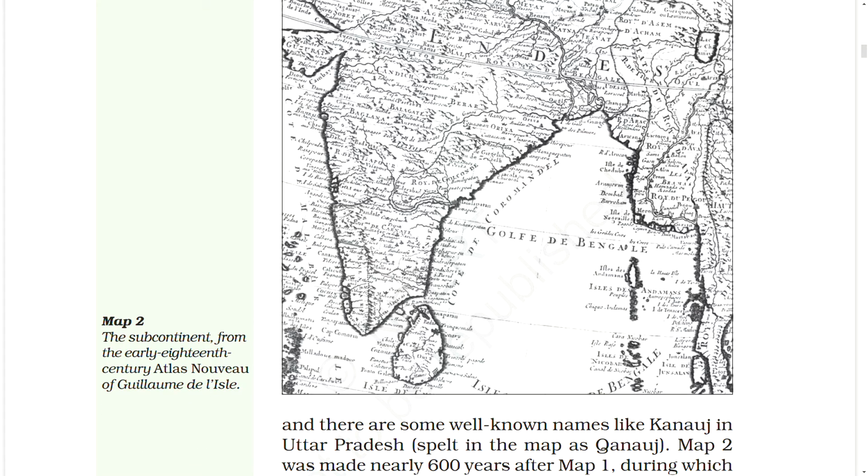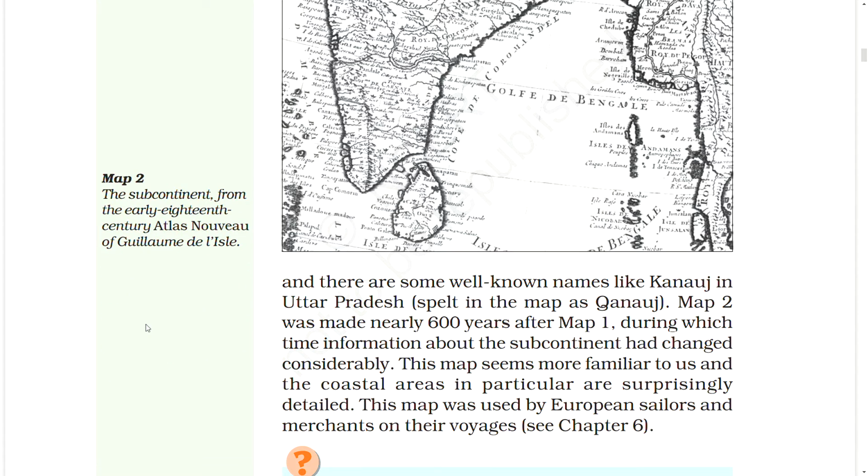Map 2, the subcontinent from the early 18th century Atlas Nouveau of Guillaume de l'Isle. There are some well-known names, like Kanauj in Uttar Pradesh. Map 2 was made nearly 600 years after Map 1, during which time information about the subcontinent had changed considerably. This map seems more familiar to us, and the coastal areas in particular are surprisingly detailed. This map was used by European sailors and merchants on their voyages.